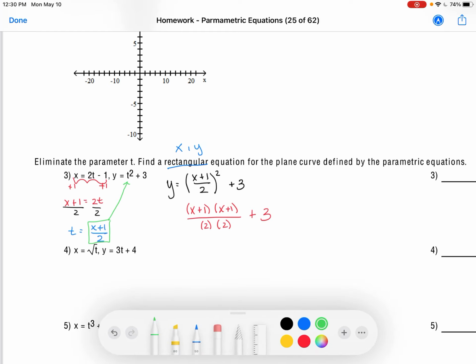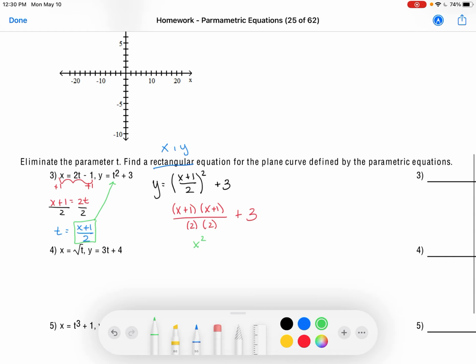Let's go ahead and distribute. X times x gives me x squared. X times 1 and another x times 1 will give me 2x, followed by 1 times 1, which is just 1. And then 2 times 2 down below is going to give me 4. Of course, don't forget, we're still adding that 3 there at the end.